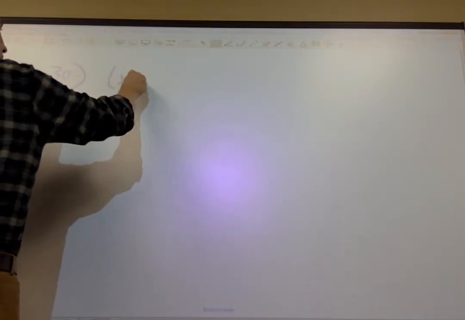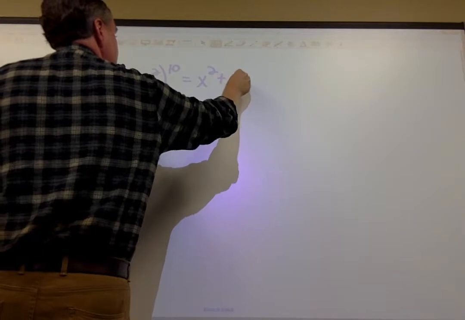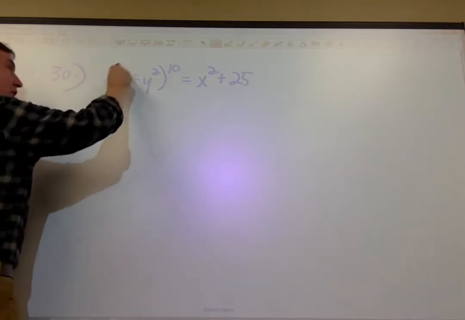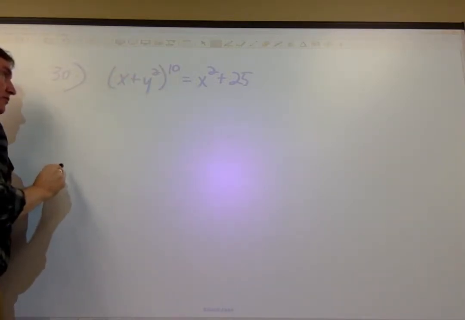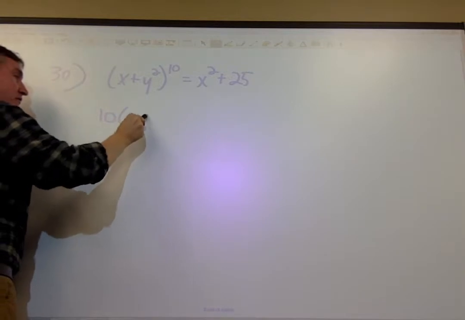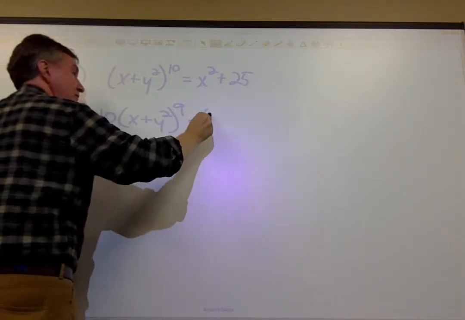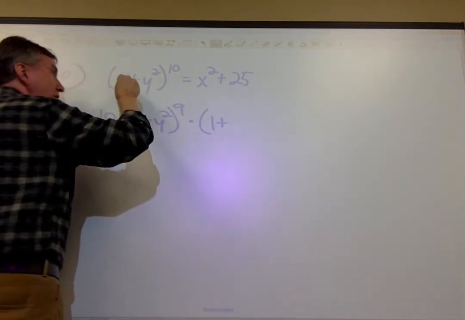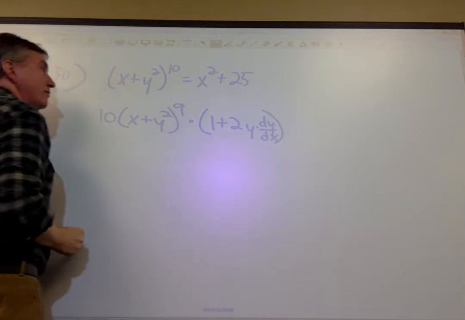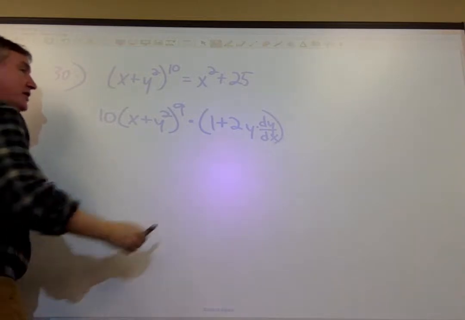x plus y squared to the 10 equals x squared plus 25. What will I have to use on the left-hand side when I take the derivative? Chain. Tell me, out. 10 times what? 1 plus 2y dy dx. Derivative of outer times derivative of inner. Okay. Equals what?